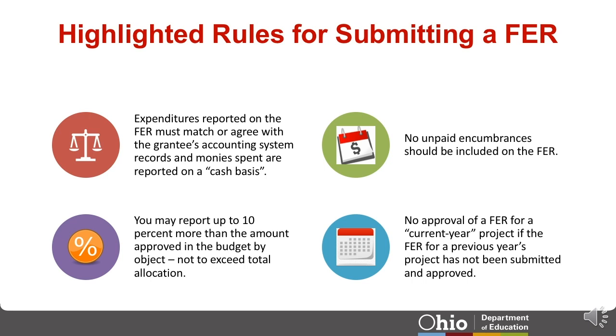You can report up to 10% more than the amount approved in the budget by object. For example, if under Object Code 100, the total amount approved for salaries is $1,000, the amount reported on the FER could reflect 10% more, resulting in a total of $1,100 for salaries. This is oftentimes referred to as the 10% rule.